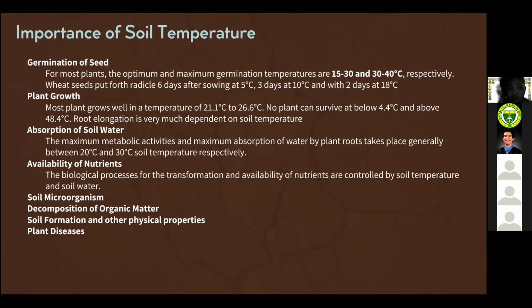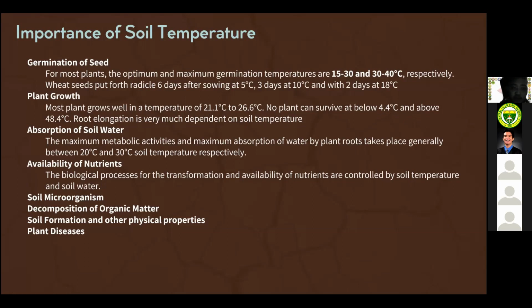So just for example here on wheat, as you can see here, 18 degrees centigrade is a very good soil temperature, because pinapagawa niya mas maaga yung germination. Then plant growth also is affected by soil temperature. Most plants grow well in a temperature of 21.1 degrees centigrade to 26.6 degrees centigrade. No plant can survive below 4.4 degrees centigrade and above 48.4 degrees centigrade.